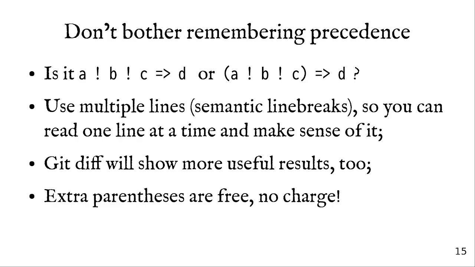So here we have exclamation mark map. What's going on here? Is it this? Or is it A into B into C into D? Put the parentheses in there. Use multiple lines, and I'm going to give you an example of that in a minute. That means you can read one line at a time and make sense of it. It also means git diff, if you're using git, will show more useful results. And these extra parentheses, they're free. There's really no charge for them.